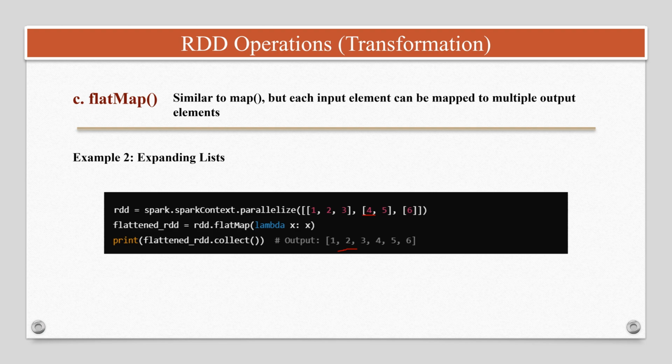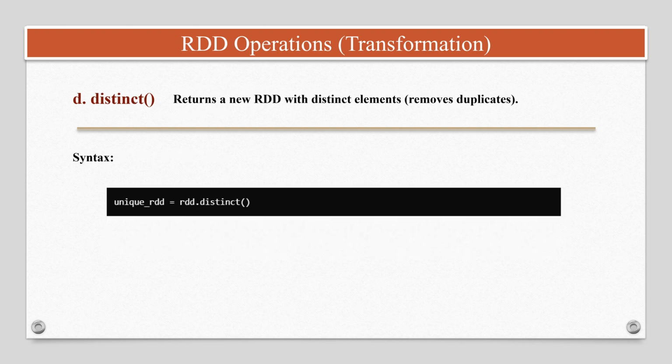So when to use the flatMap function? When you need to expand elements into multiple results, like splitting sentences into words, etc. It is also useful for flattening nested structures or generating multiple outputs from a single input. Next transformation is distinct. Distinct is a transformation that returns a new RDD containing only the unique elements of the original RDD, removing any duplicates. Syntax is simple: rdd.distinct().